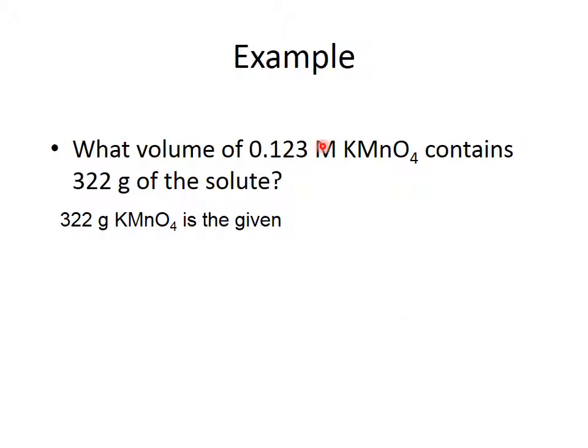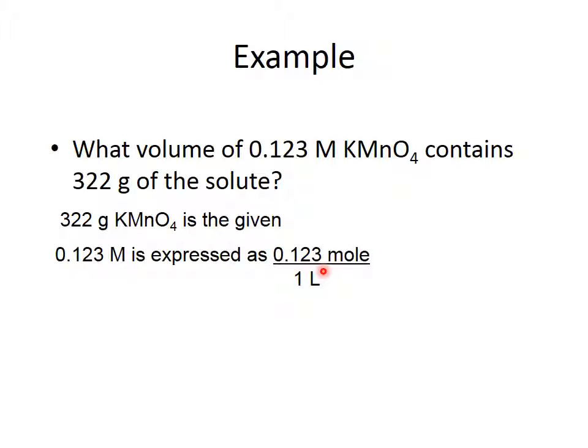Here is an example of a problem. It says, what volume of a 0.123 molar potassium permanganate solution contains 322 grams of the solute? Well, what's the solute? Potassium permanganate. Now, when I look at this problem, the first thing that I do is I say I can replace this solution concentration expression with different units. This capital M means mole over liter. So what I can do is express that concentration as moles over liter. And this is moles of the solute, potassium permanganate, over liters of the solution.